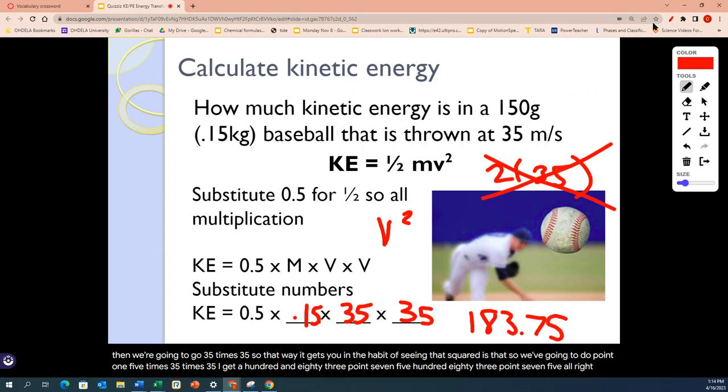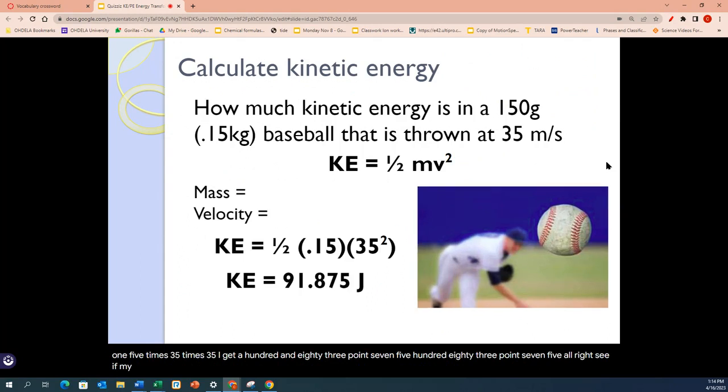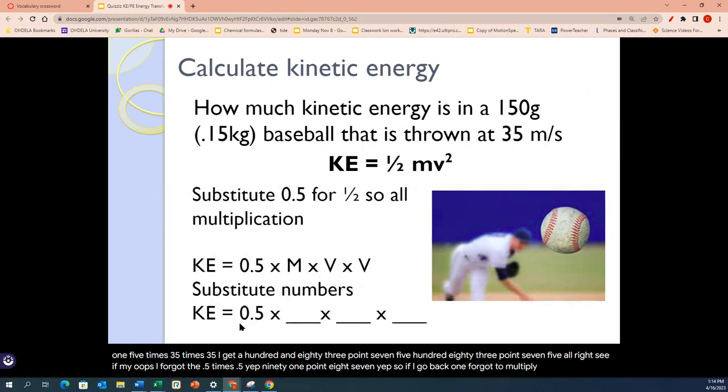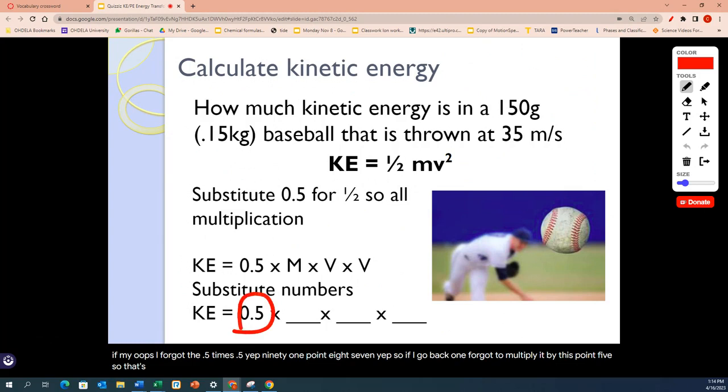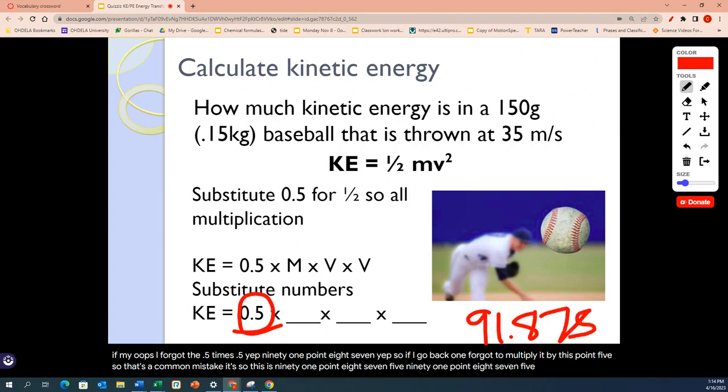All right. See if my... oops, I forgot the 0.5 times 0.5. Yep, 91.87. So if I go back one, I forgot to multiply it by this 0.5. That's a common mistake. So this is 91.875. There we go. Correctamundo.